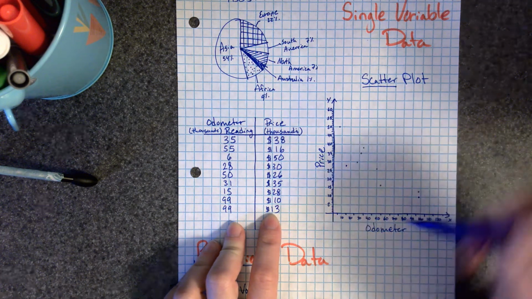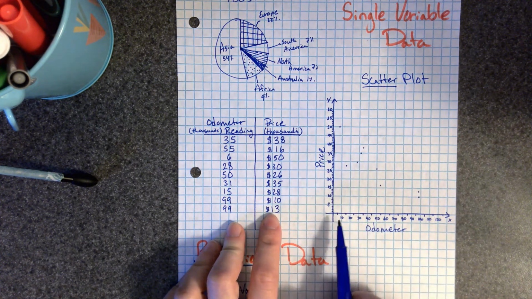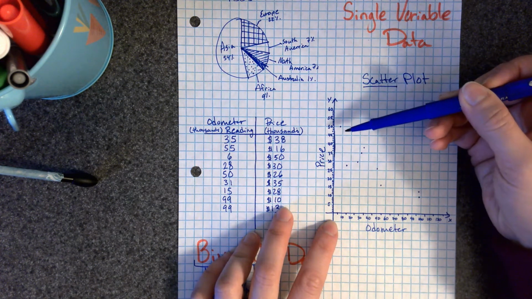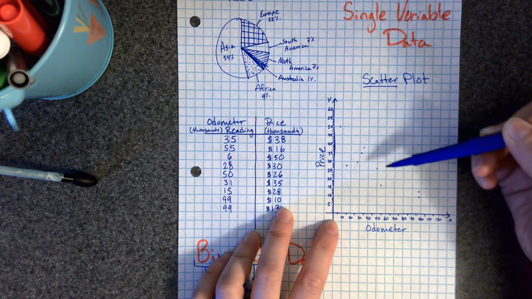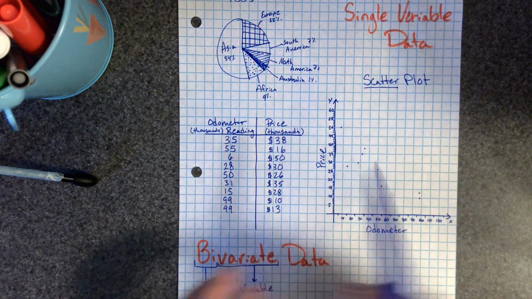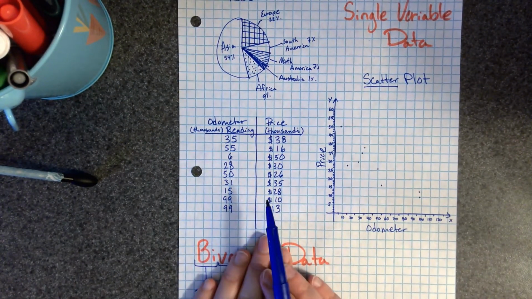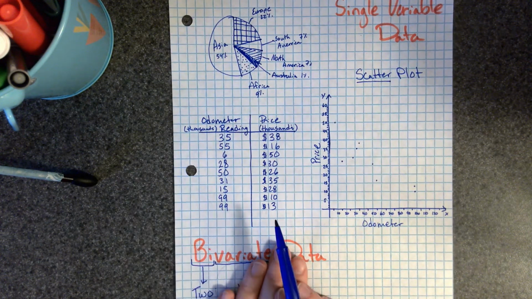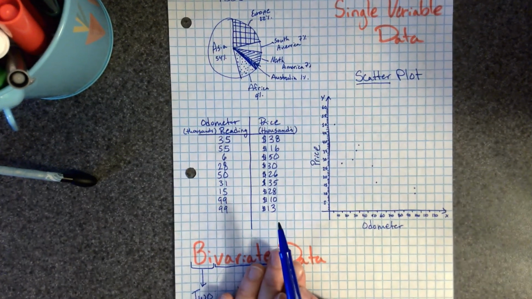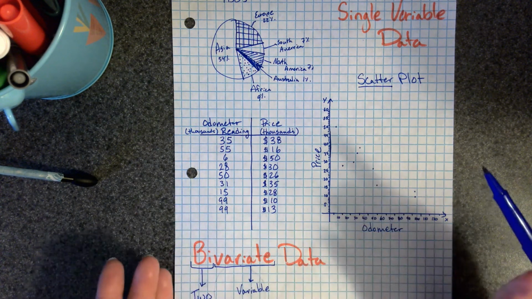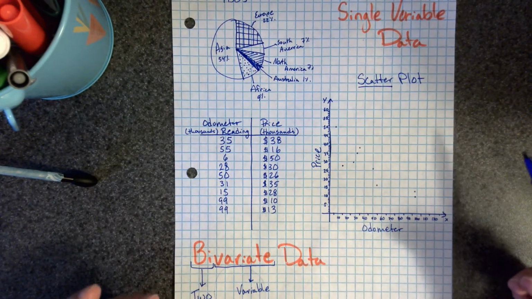Okay? Meaning, if we take a look, the lower the odometer reading, the higher the price. And as the odometer reading gets higher and higher and higher, the price goes down. So, do odometer reading and price have something in common? They do. Higher the odometer reading, lower the price. If you think about it, the older a car is, the less you typically have to pay for that car. So, that's an example of bivariate data.